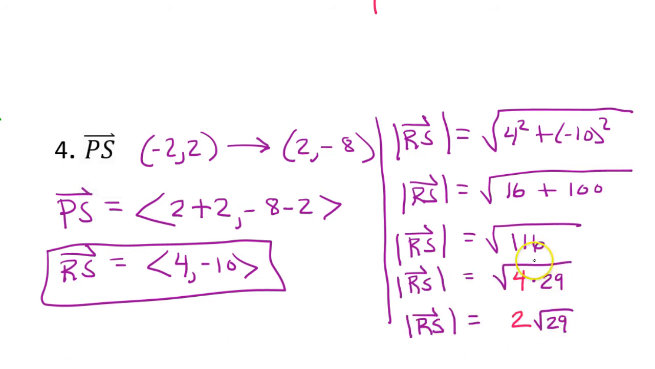Now this does simplify. 116 is divisible by 4. So I can break this down as 4 times 29. 4, of course, is a perfect square. So when I take the square root of 4, I get 2 outside of the radical. And the 29 has to stay on the inside. So our final answer for the magnitude of vector PS should be 2 radical 29.